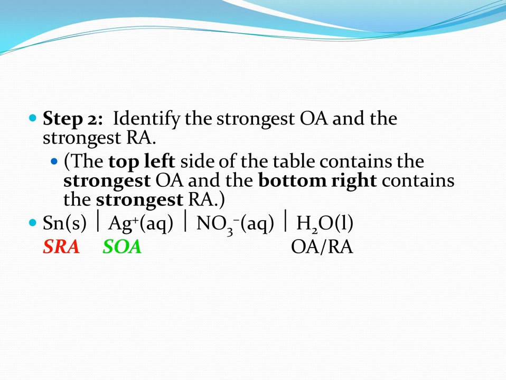In step 2, we determine which of the entities is the strongest reducing agent by seeing which of the reducing agents is lower on the table. We can also determine which of the entities is the strongest oxidizing agent by checking which oxidizing agent is highest on the table. The strongest oxidizing agent and the strongest reducing agent are the only entities involved in the redox reaction.